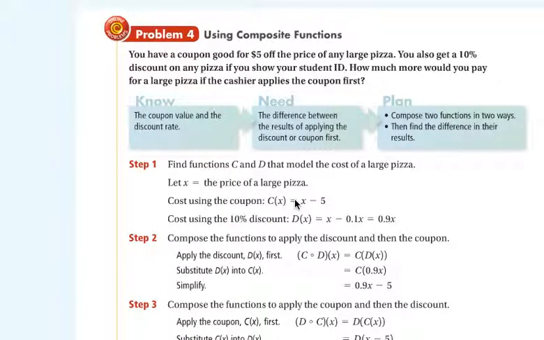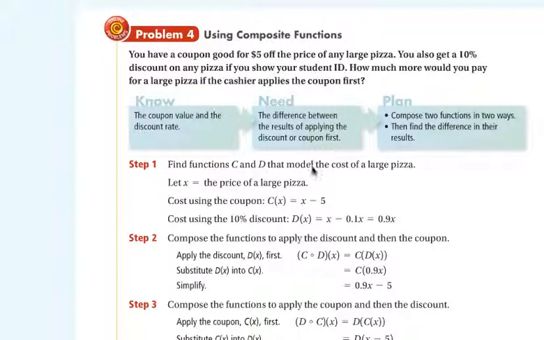All right, problem 4 is just like we talked about with the sofa problem, but this is dealing with pizza. You've got a coupon good for $5 off the price of a large pizza. You also get a 10% discount on any pizza if you show your student ID. How much more would you pay for a large pizza if the cashier applies the coupon first? So, we know that the cashier applying the coupon first is going to be more money, so let's go and work that out first.